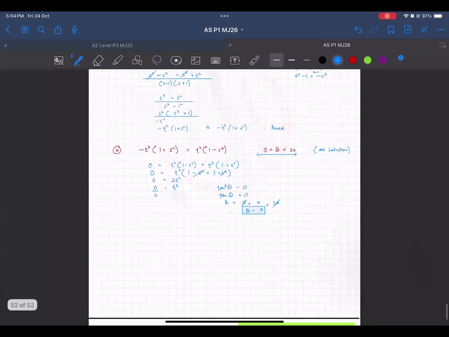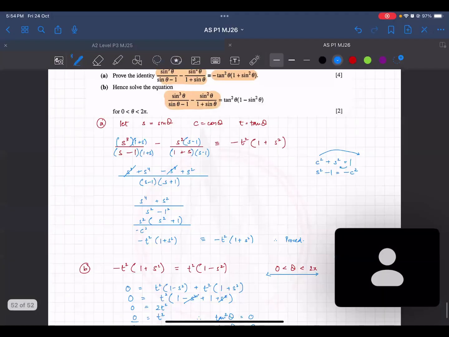The second part, you understood why I replaced this thing with this?